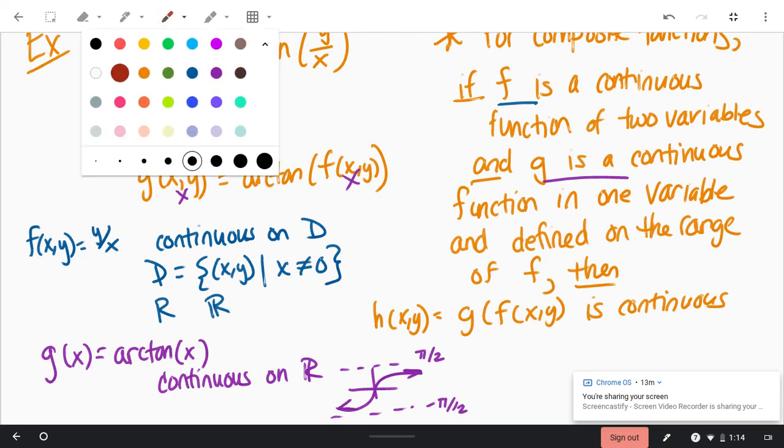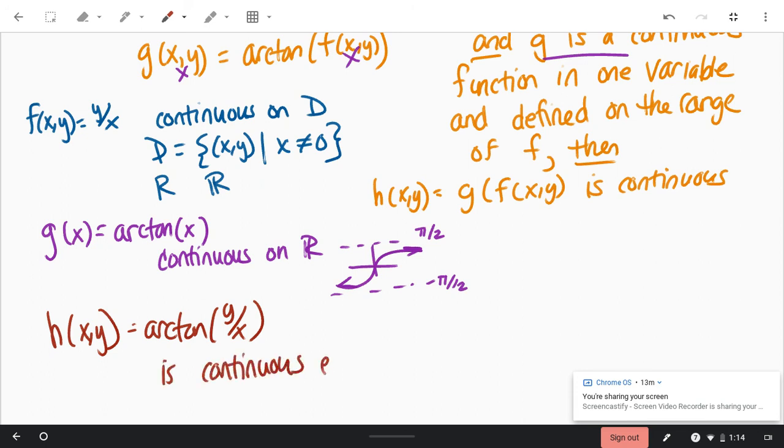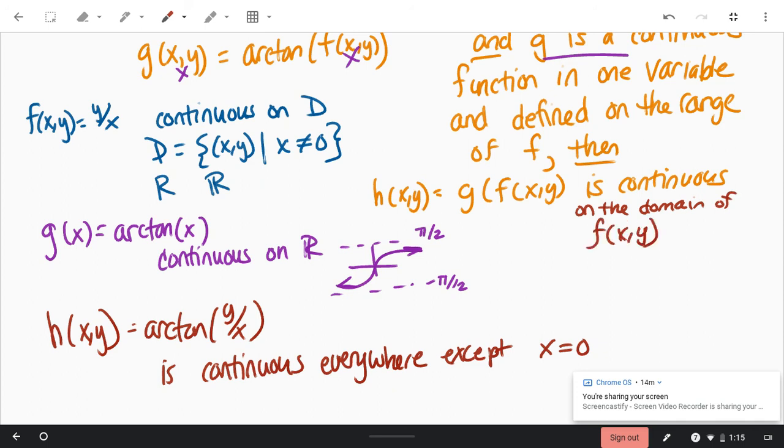So then what should make sense is that your h of xy, which is your arctan of y over x, is continuous everywhere except when x is 0, just like f of xy. So it's continuous on the domain of f of xy, basically. I guess I should have added that. It is continuous, so you can be specific about where it's continuous. All right, that's about it.